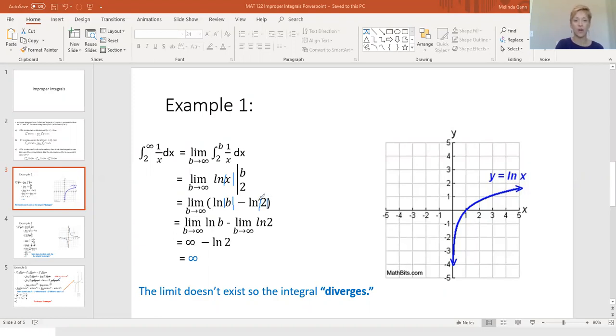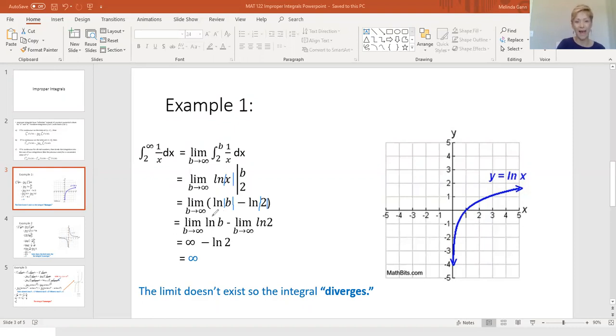Now, the natural log of 2 is just a number. Now, what's the limit of a number? Well, the limit of a number is just that number. The limit of 5 is just 5, regardless of what you're approaching. Now, don't get limits confused with derivatives. Remember in Cal 1, limits of constants are that constant. Derivatives of constants are zeros. So keep that in mind.